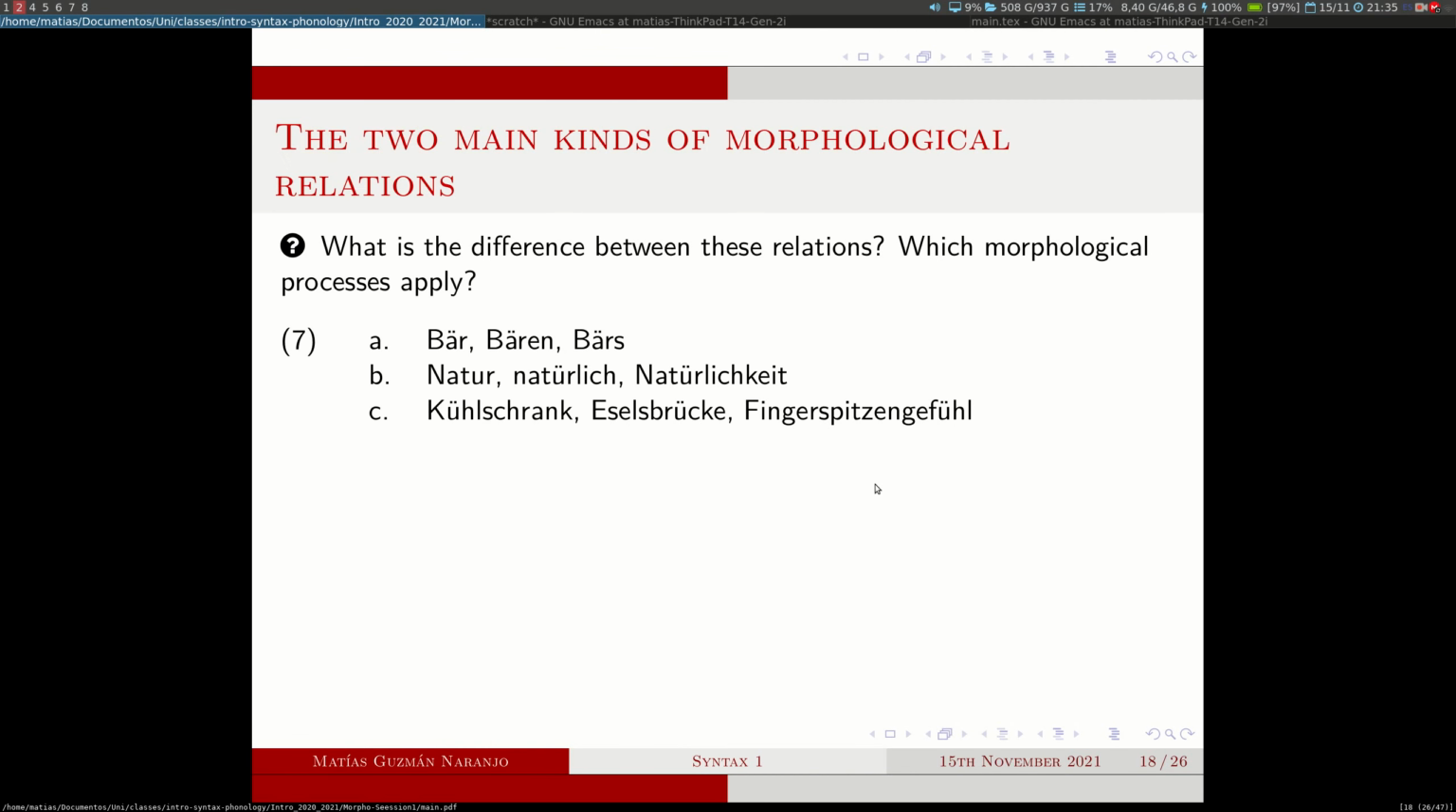So I talked already a little bit about the distinction between derivation and inflection. Here you have some examples. Try to think about them. So what do you think is the difference between these relations between Bär, Bären and Bärs? And Natur, natürlich, Natürlichkeit, Kühlschrank, Essensbrücke und Fingerspitzengefühl.